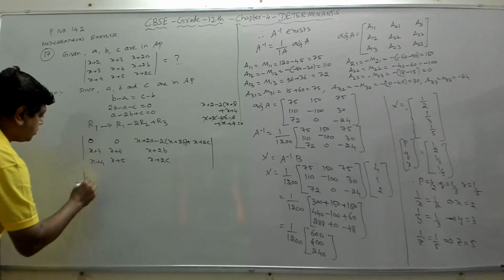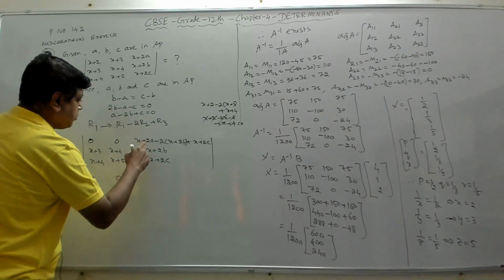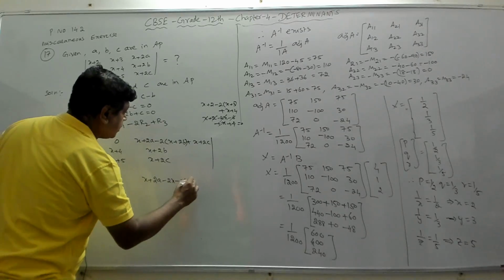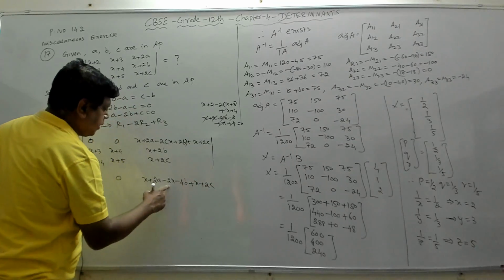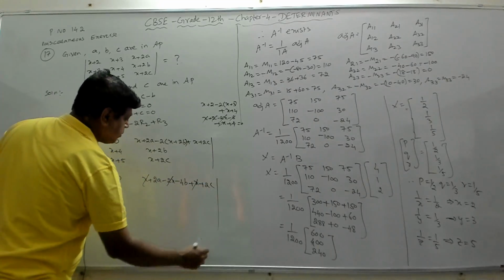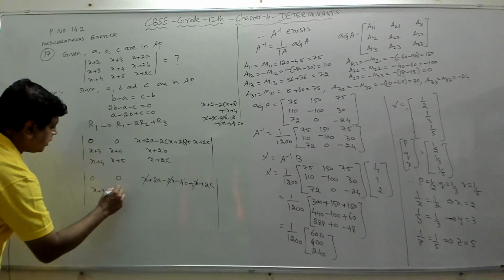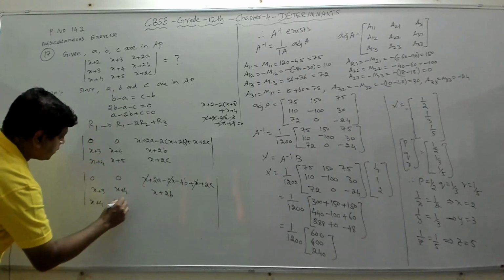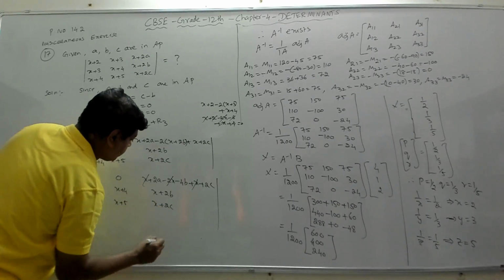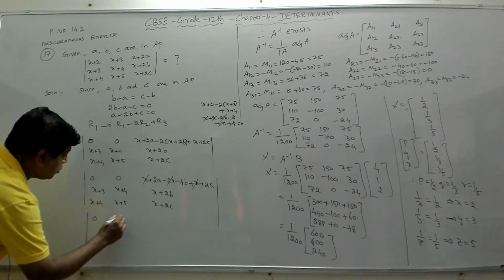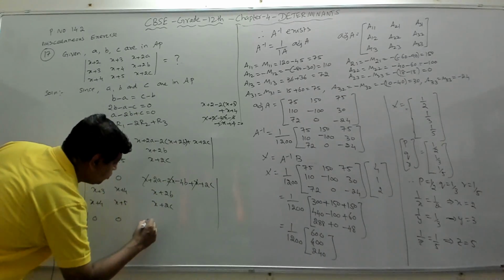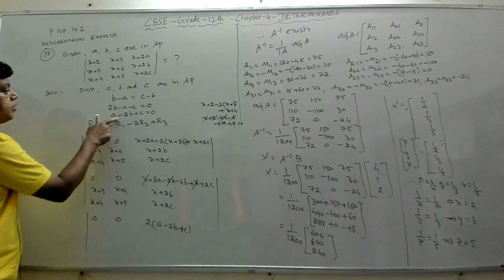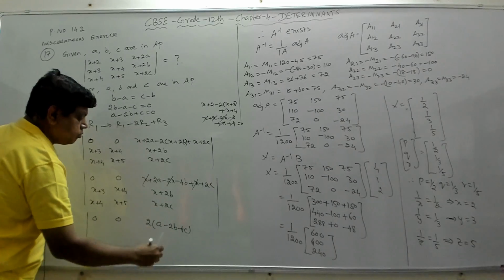Now if you observe here, this becomes 0, 0, and this becomes x plus 2a minus 2x minus 4b plus x plus 2c. This is minus 2x, x cancels. Then you get x plus 3, x plus 4, x plus 2b, x plus 4, x plus 5, x plus 2c. Now again, you write the 0, 0, and here 2a minus 4b plus 2c. If I take 2 common, I get a minus 2b plus c, which is this. That value will become 0, right?